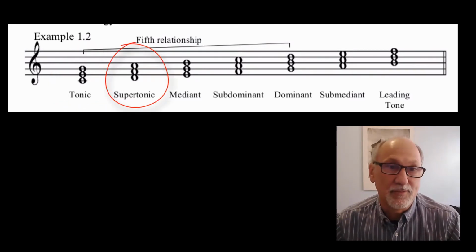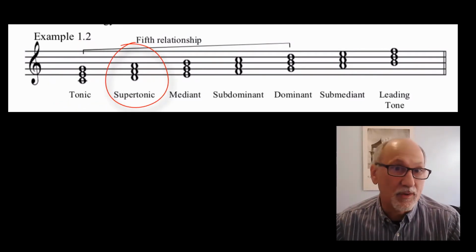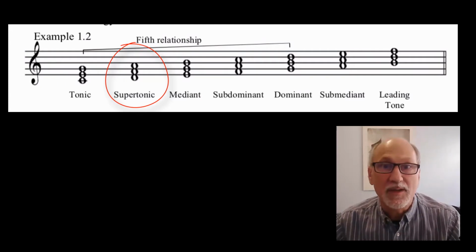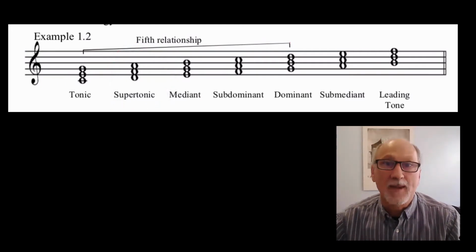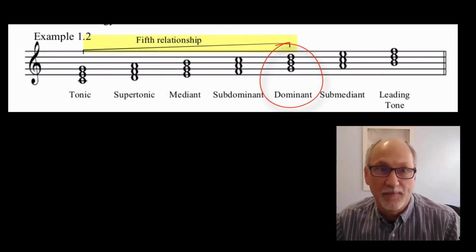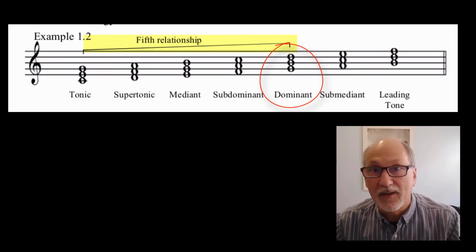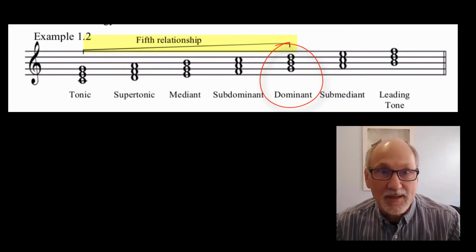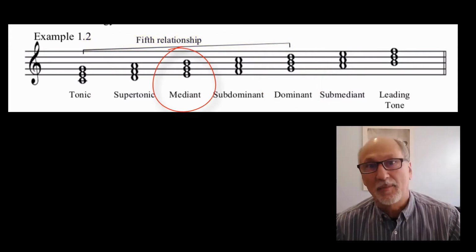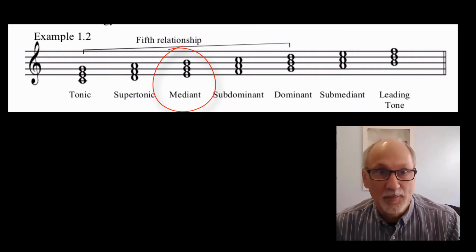Supertonic is, pretty simply, the note and the chord that goes with it that's a step above the tonic. Dominant implies a fifth relationship. And as you can see in this diagram, it is located a fifth above tonic. The mediant is in an intermediary position between tonic and dominant.